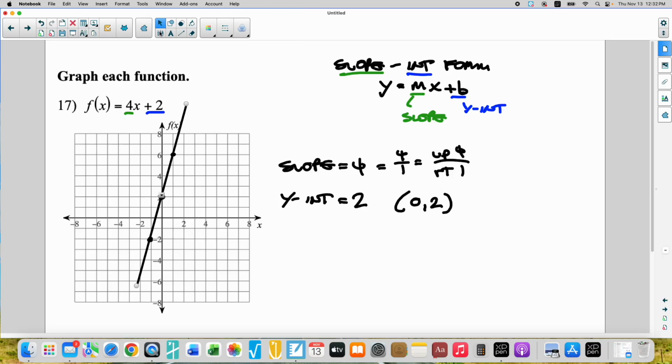And then there's a couple things that I need from you. I need arrows on that line to show that it goes on forever. And I need you to label these points. That is 1, 6. This is 0, 2. And this point is -1, -2. Those coordinates should be next to the point. Don't put them out here. Put them right here next to the point. I need 3 points. I need a line, and I need arrows.